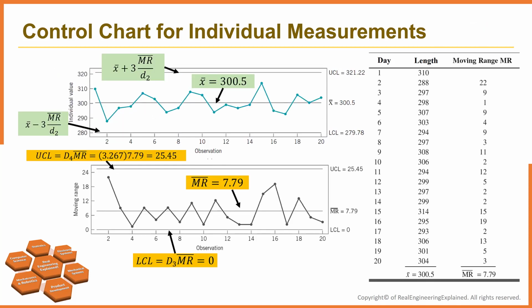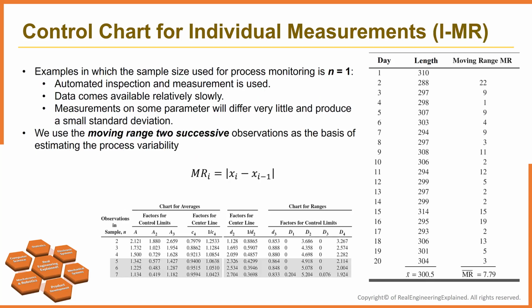The moving range chart has center line of MR equal to 7.79 and lower control limit equal to 0 and upper control limit is 25.45. Notice that no points are out of control. Since we are using the moving range of 2 observations, then D2 is equal to 1.128 from this table.